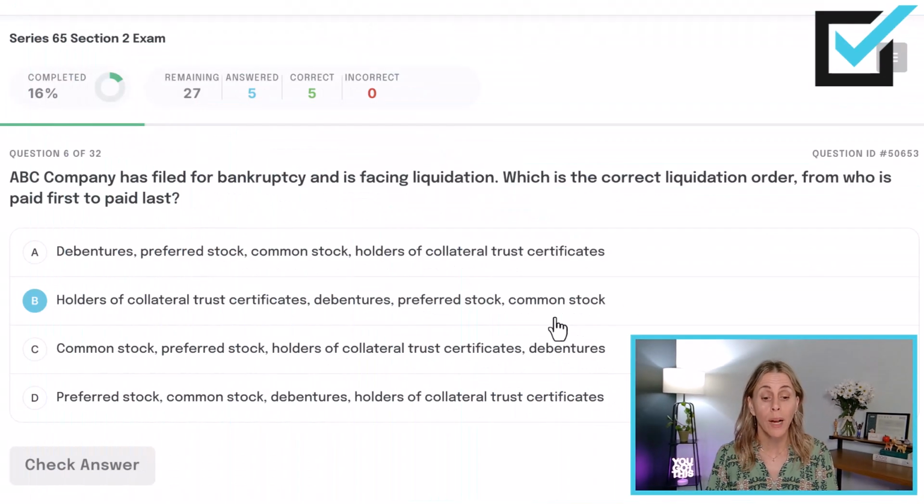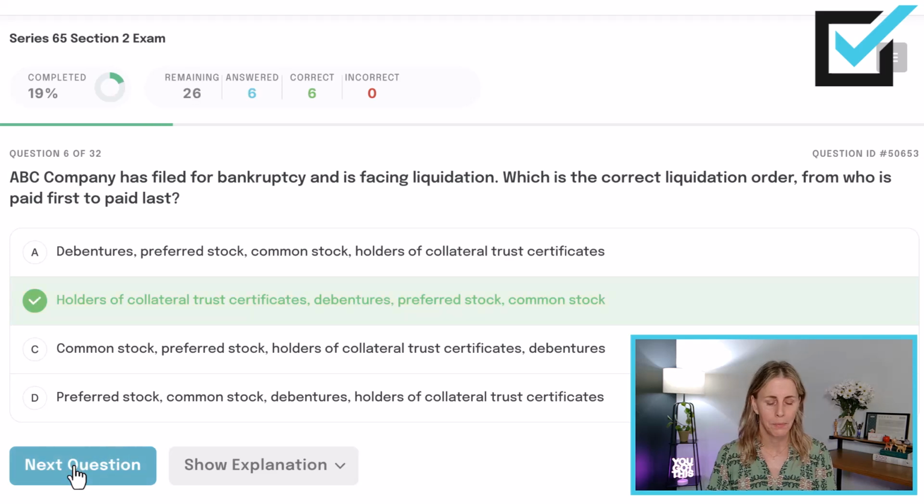Who is paid first? Secured debt is paid first. A collateral trust certificate is a type of secured bond backed by collateral securities owned by the company, held in trust. If the company goes broke, then those securities are sold. A debenture is an unsecured corporate bond. It would be paid next. So unsecured creditors would be paid second, then preferred stock, and lastly, common.